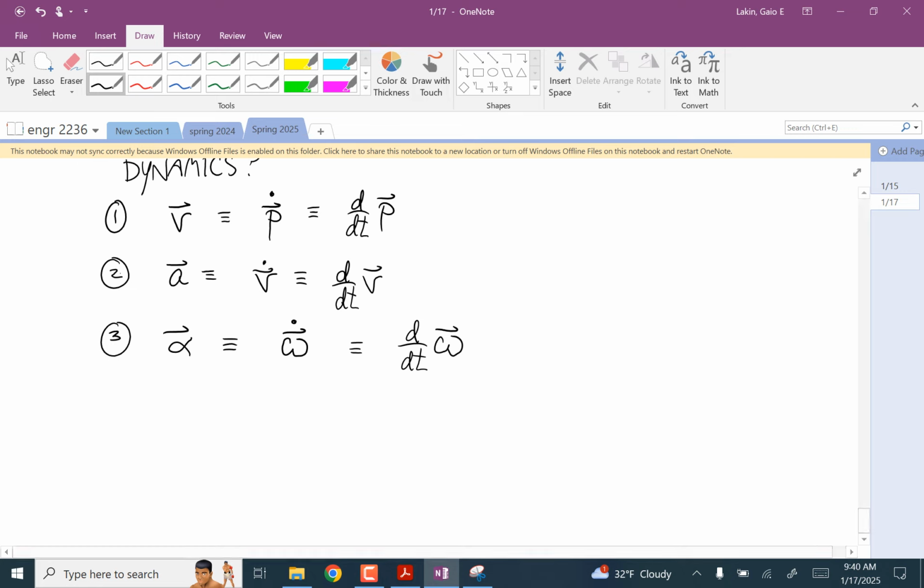There's a couple other derivative relationships that'll come up later on, but these are the ones that I want you to always try to keep in the front of your brain, okay? These are going to come up all the time.